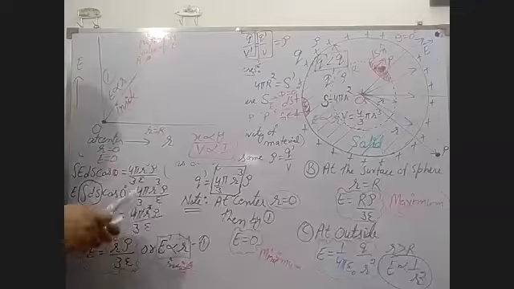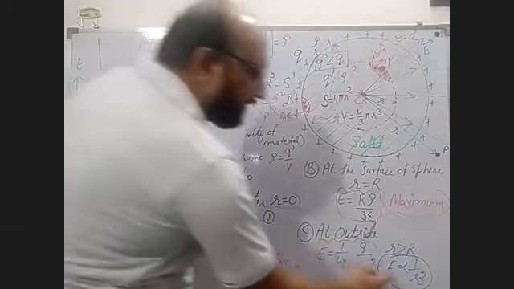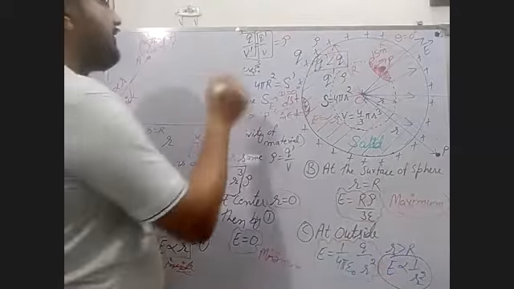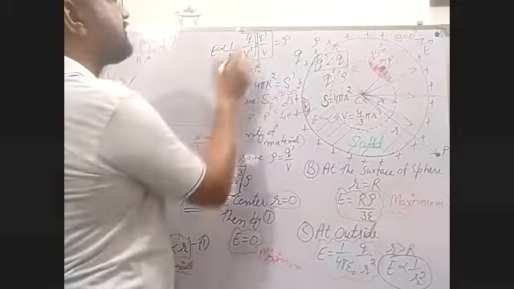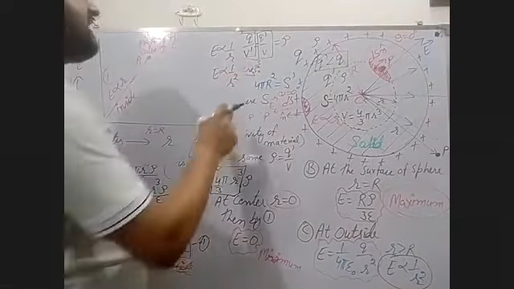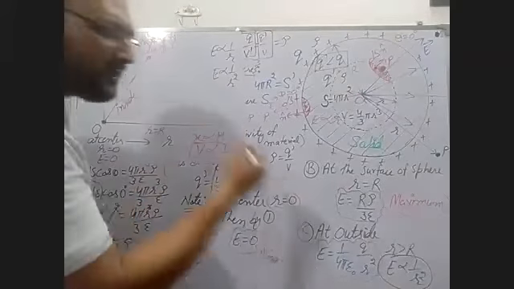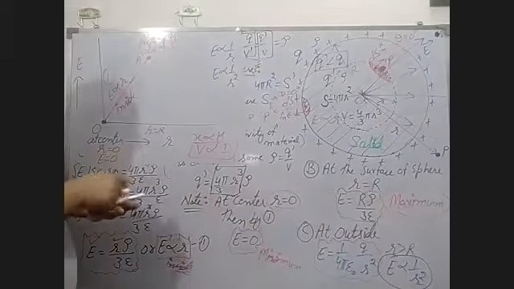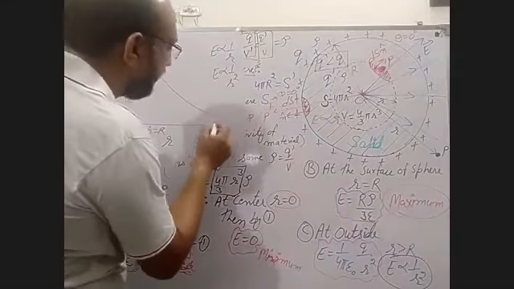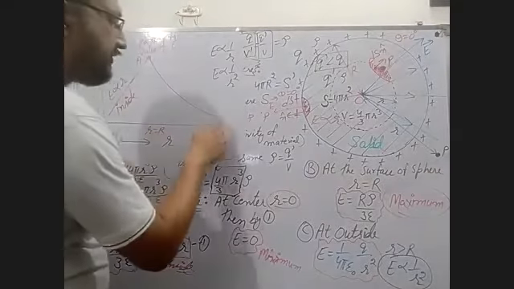Now, outside the sphere, the electric field is inversely proportional to the square of the distance. Since E is inversely proportional to r square, the graph is exponentially decreasing in this way. But don't let this curve touch the axis, because the field becomes zero only at infinity.